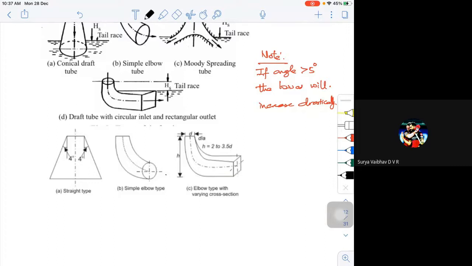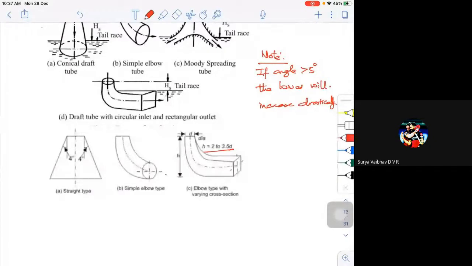Okay. Now the second one, with respect to the height for an elbow type of draft tube, you can't cross more than 3.5 times. See, for an elbow draft tube, if I put 10 times the diameter and try to recover, that kind of a height, it won't be effective. 2.5 times or 3.5 times is the maximum.